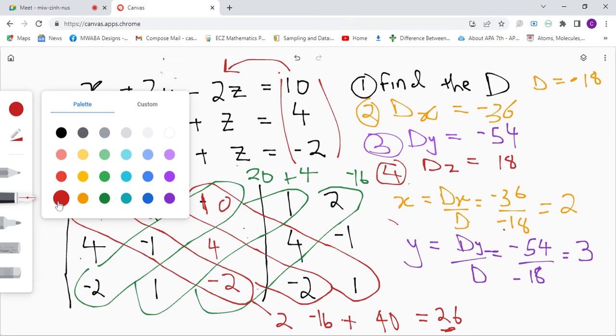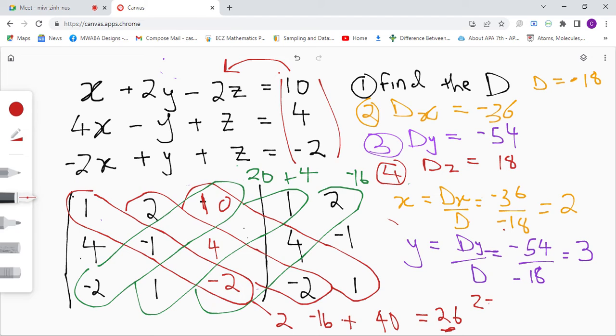And finally, we find dz. Z equals dz over d. All right. Dz is 18. D is negative 18. All right. So z equals negative 1. All right. Z equals negative 1.